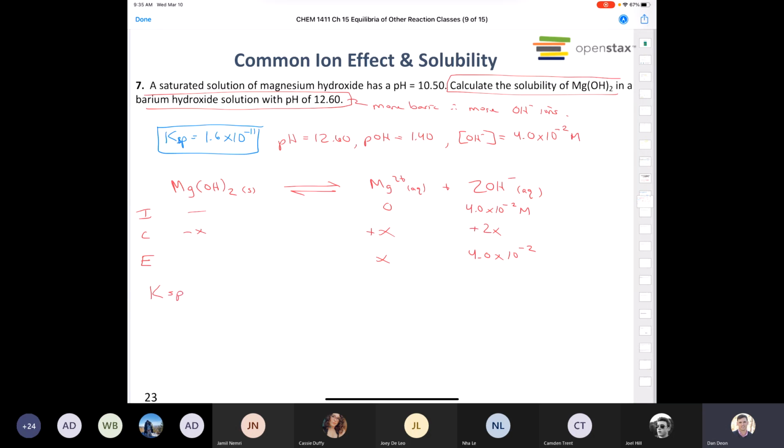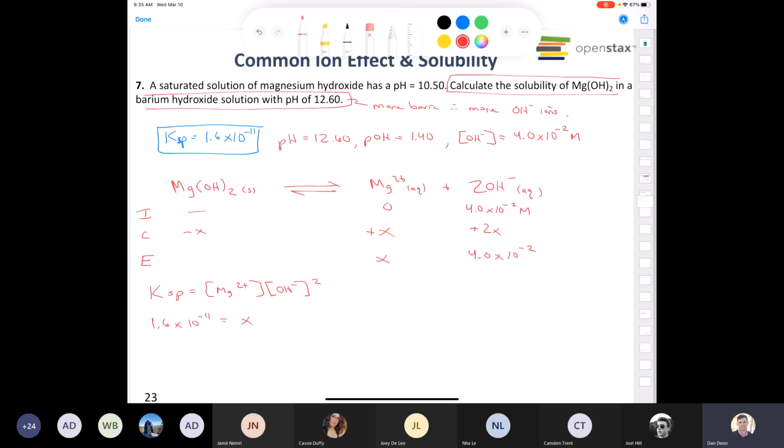Our KSP is equal to the concentration of our magnesium ions times the concentration of hydroxide to the power of 2. I'll put my KSP in first. My KSP was what? 1.6 times 10 to the negative 11. It's going to be equal to x multiplied by 4.0 times 10 to the negative 2 squared. So x is going to be equal to 1.6 times 10 to the negative 11 divided by 4 times 10 to the negative 2, all of that squared.